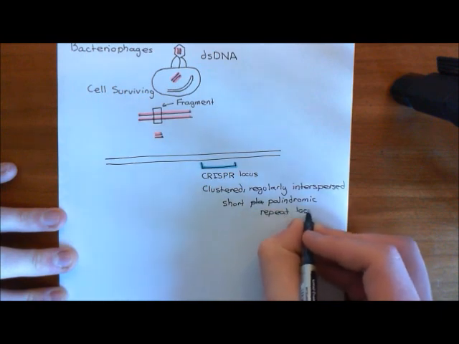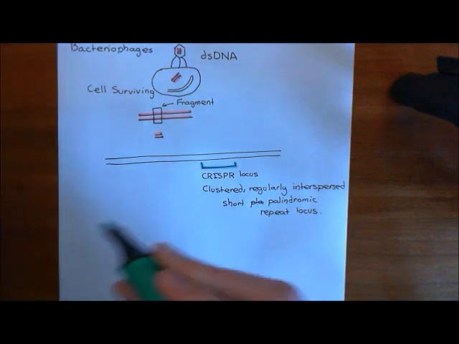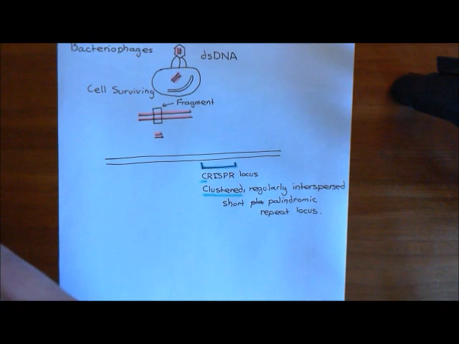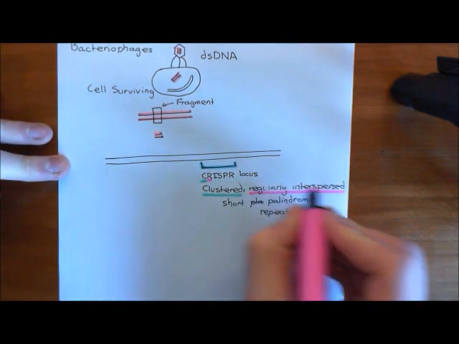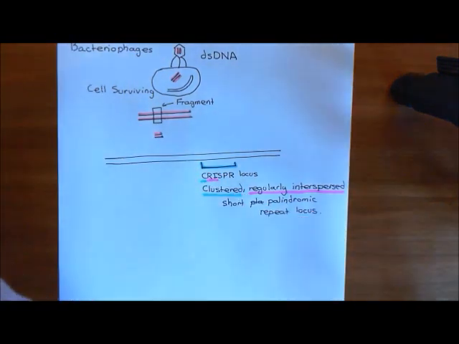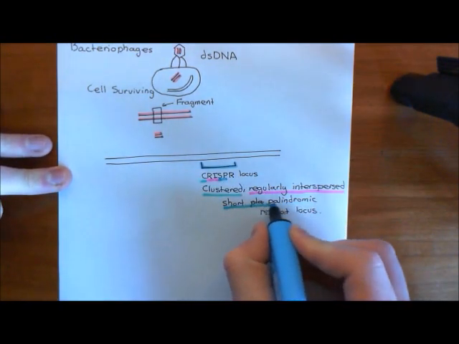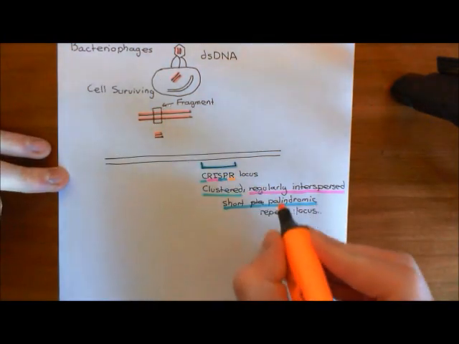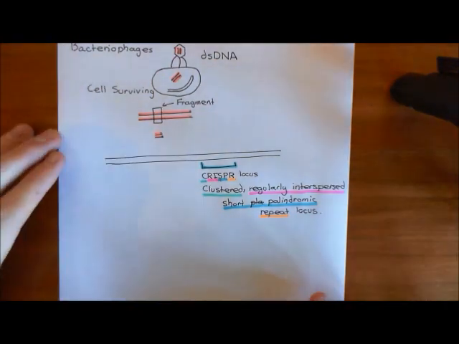I'll explain the significance of these repeats in a moment. So that's what CRISPR stands for. Clustered is the C here, RI is the regularly interspersed, SP is for short palindromic, and then the R here is for repeat. So this is the clustered regularly interspersed short palindromic repeat locus.